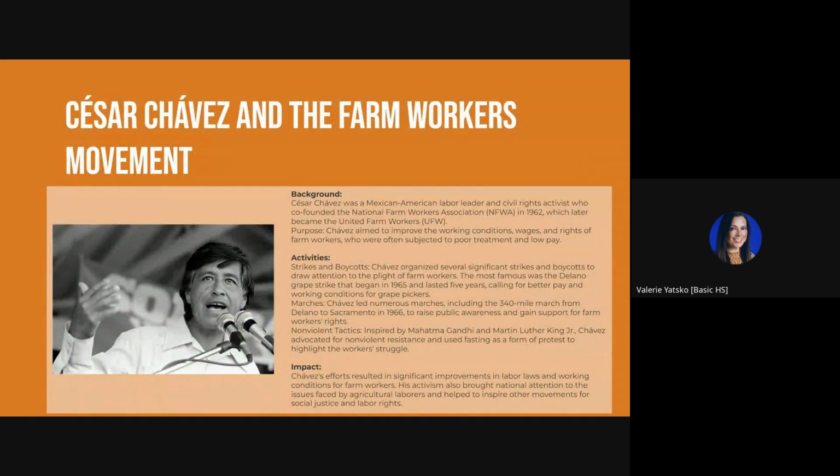Cesar Chavez was a Mexican-American labor leader who co-founded the National Farm Workers Association in 1962. He aimed to improve working conditions, wages, and rights for farm workers. Chavez organized strikes and boycotts, like the Delano grape strike, and led marches to raise awareness. His efforts led to significant improvements in labor laws and working conditions for farm workers.